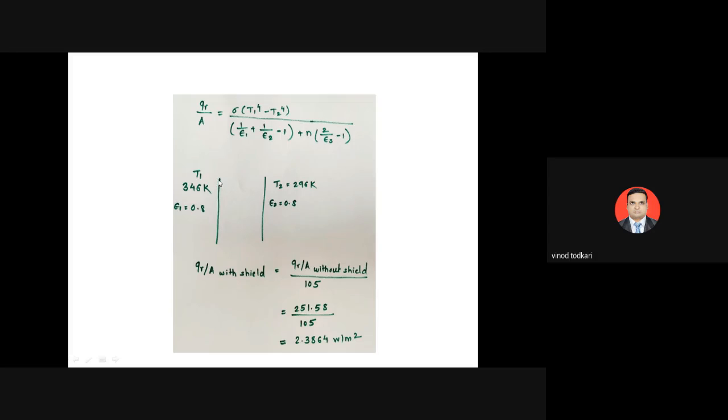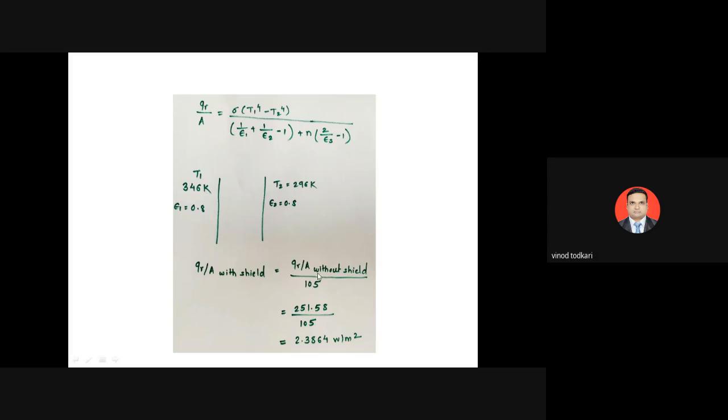In this numerical, what is given? The values of temperatures T1 and T2 are given. The values of emissivities epsilon 1 and epsilon 2 are given. Right? And what else is given? The heat loss should be reduced by 105 times with the shields. So QR upon A, where QR is the heat transfer rate by radiation, upon A means we have to find the radiant flux. So the radiant flux with shield will be equal to the radiant flux without shield divided by 105.